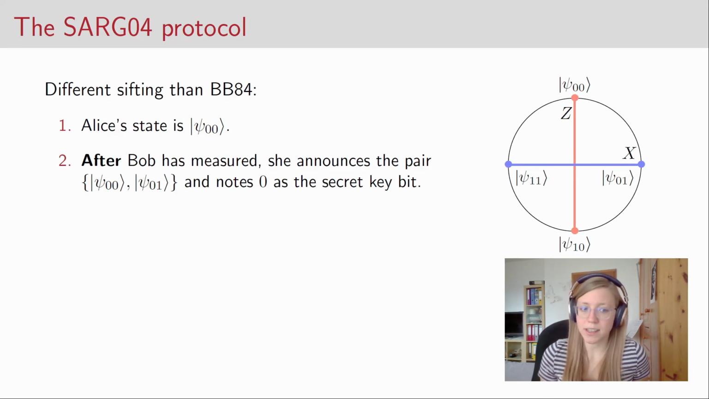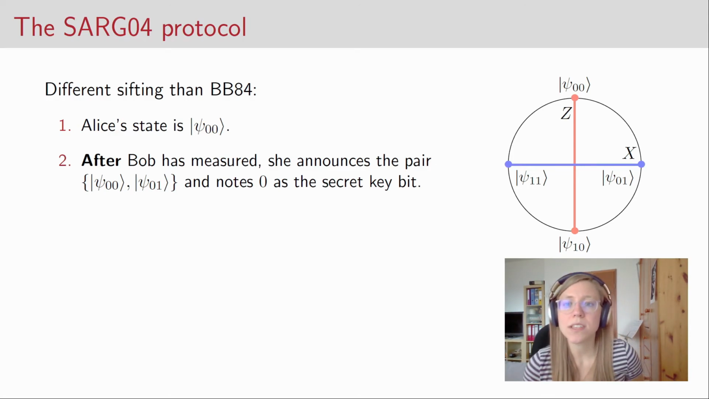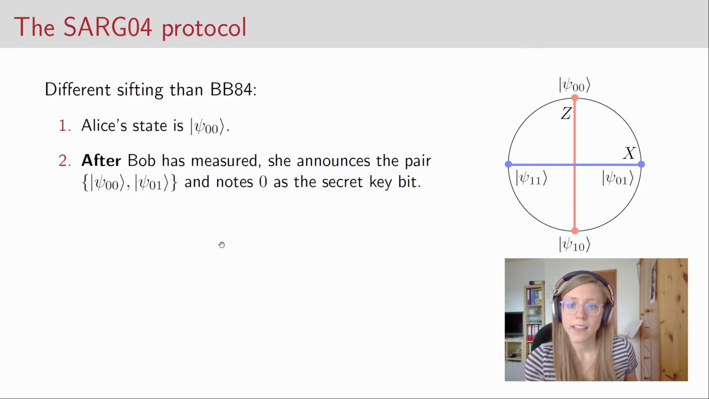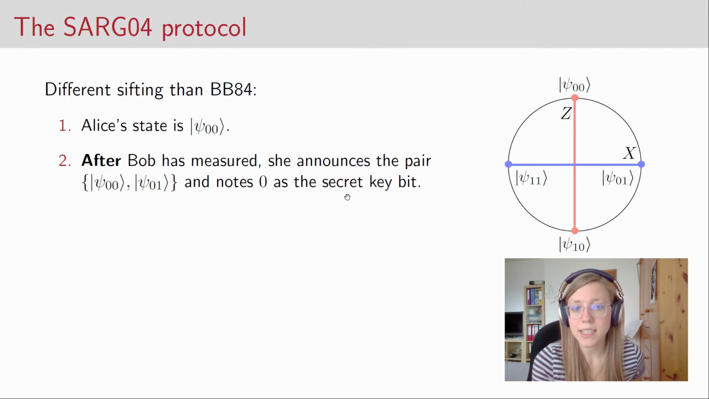After Bob has measured the state he had received, Alice announces a pair of states. The pair she chooses is psi00 and psi01. It is important that one of the states of the pair is the state she has actually sent, and the other one is a state from the other basis. Here the state she has sent is in the Z basis, so the second half of the pair has to be a state of the X basis. But it doesn't matter which one. I could also have chosen the state psi11 here. Okay, and then she notes 0 as the secret key bit.